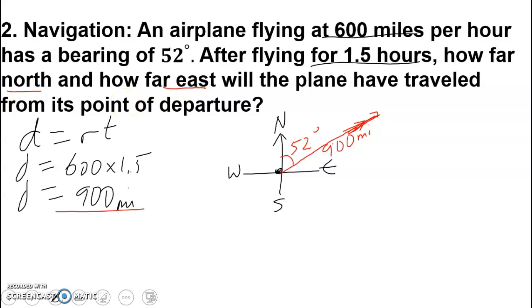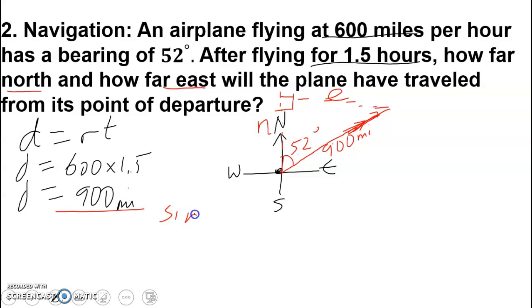Let's use N for north. So if we make an arbitrary point here, how far north? This is east and this is north. So we are looking for this length from here to here. And of course, the north and east are going to make a right angle there. So do we have enough information? We have the angle, we have the hypotenuse. So yes, we can use SOHCAHTOA to find that.